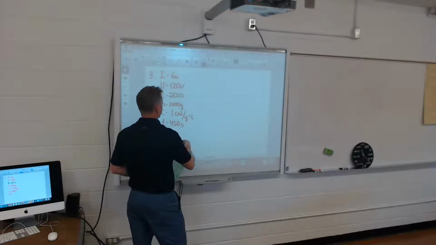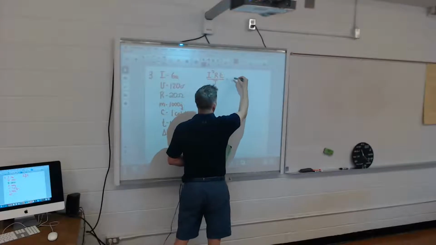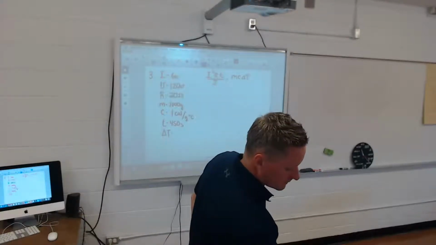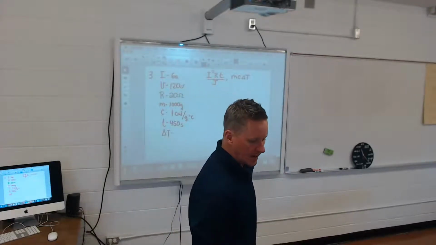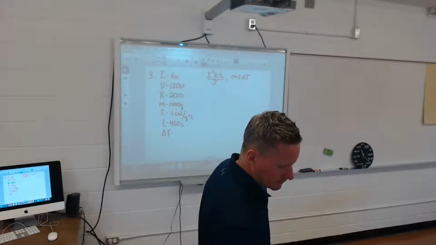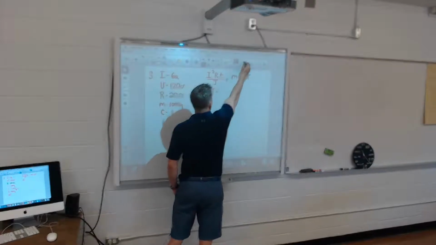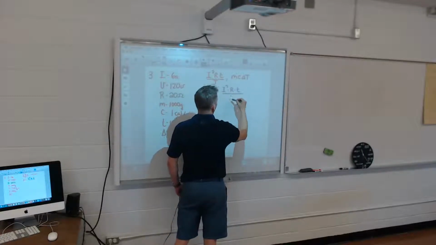So I need the temperature. So the Q for the wiring is I squared RT over J. The Q for the water is the specific heat, so MC delta T. So I let the two equal each other. All right, arrange it to get T by itself. So I've got I squared RT over J times M times C.